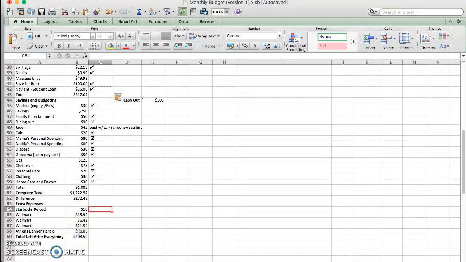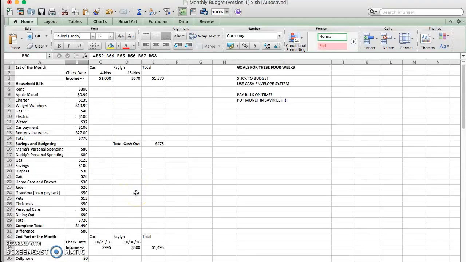And then I got a subscription to the Athens newspaper, and so that wasn't a normal household expense. It will be now. So for next month, I will have that in there as a normal expense instead of it being an extra expense, but I just got it. So then I have another total here, that's what should be left over in our checking account. And that again is just a buffer in case anything happens or anything comes up outside of our savings account that we need to use our debit card for.